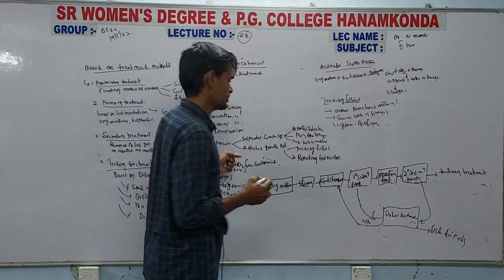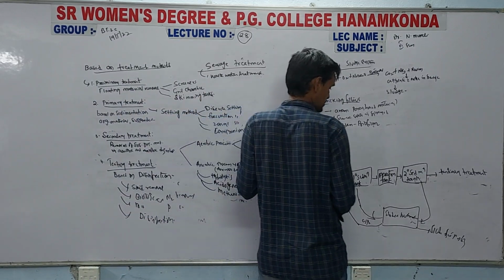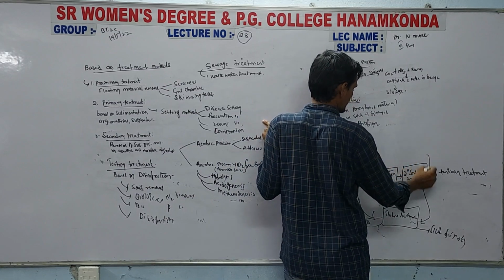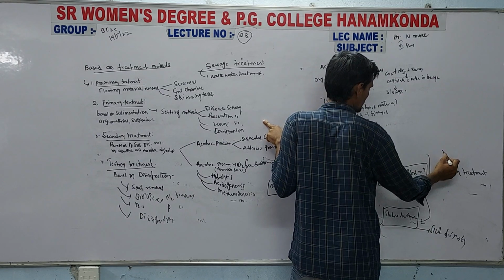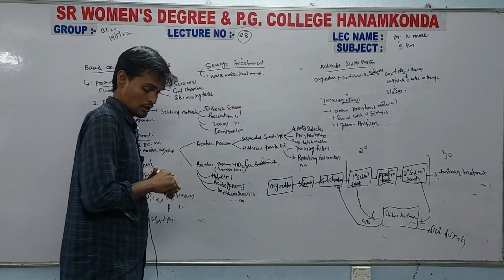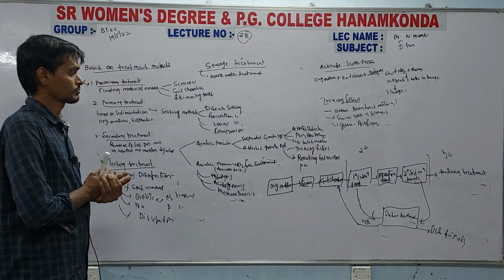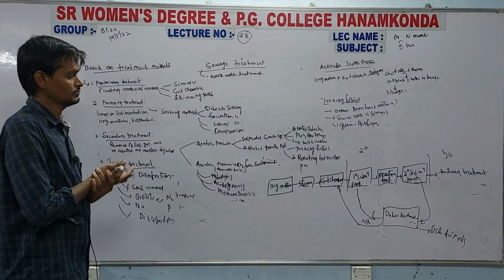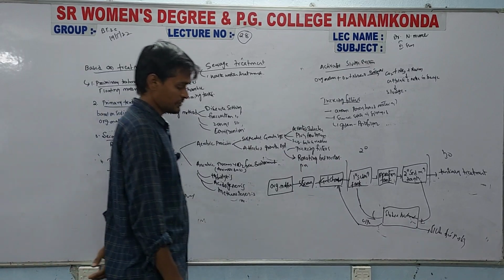So, from organic matter to grit chamber it is preliminary, from primary sedimentation to secondary sedimentation it is secondary, and from tertiary treatment it is tertiary treatment. So, this is all about the block diagram of sewage treatment.